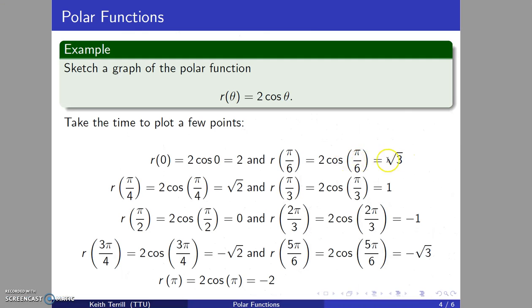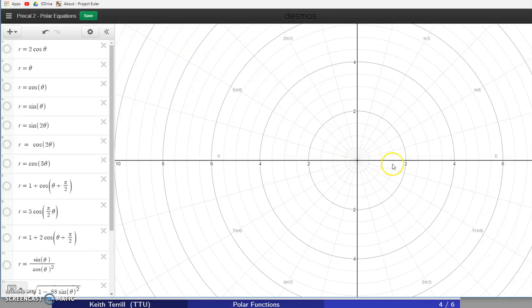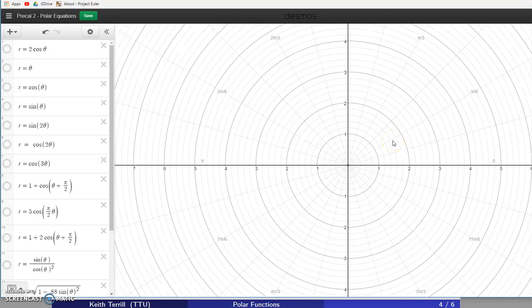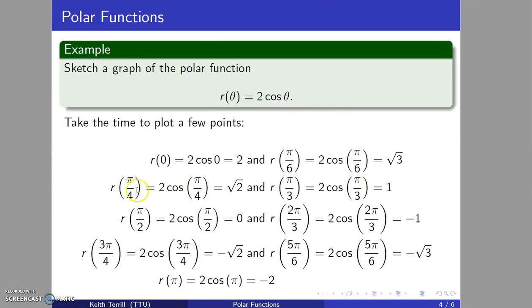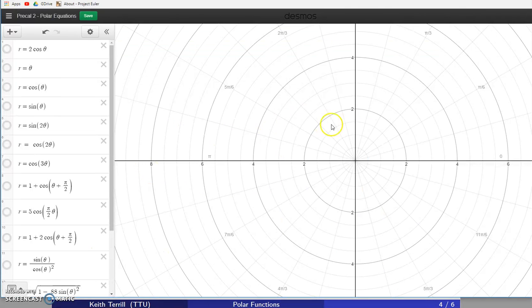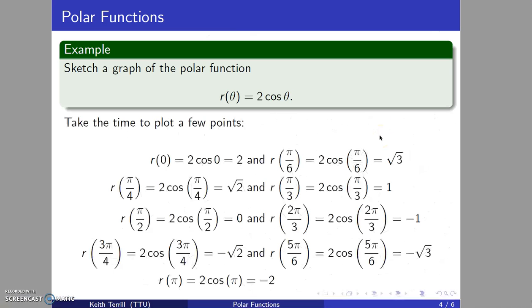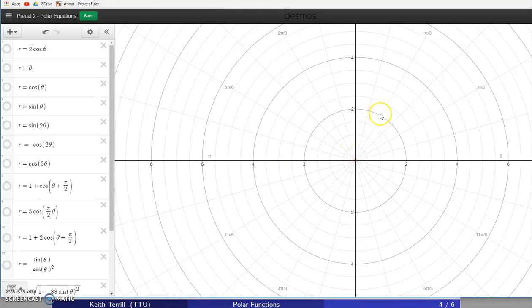Then the next point is root 3 comma pi over 6. So pi over 6 is square root of 3. That's about here. I don't know what I did. I regret it though. So that would be about here. And then root 2 comma pi over 4. Well, it's pi over 4, and root 2 is about 1.4, so about there. And actually, plot those for me if you would. Pi over 3 gives an r value of 1, so 1 comma pi over 3.